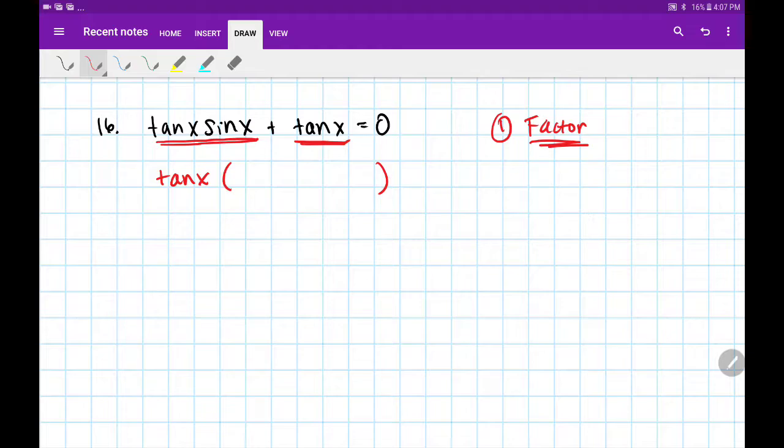So here's how we do greatest common factor. Tangent x times what would give me tan x sine x? The answer is sine x. Next, for my second term now, tangent x times what will give me plus tangent x? The answer is plus 1.